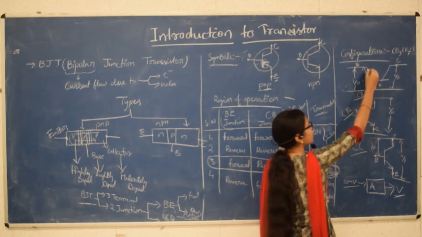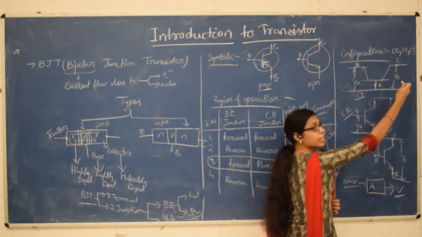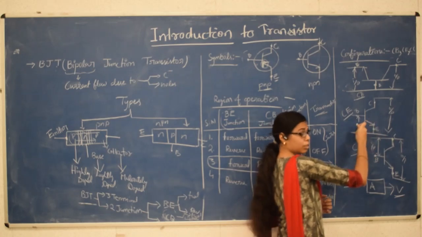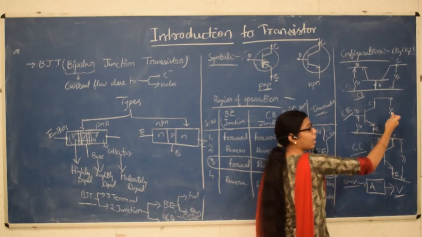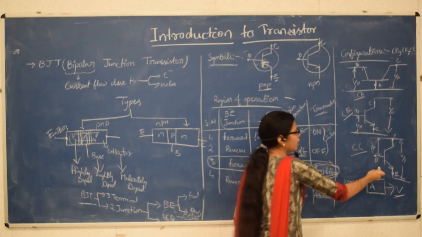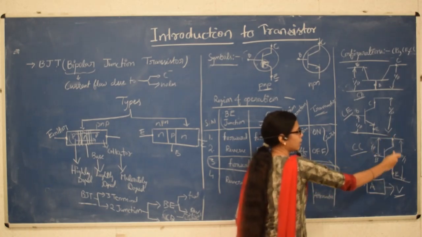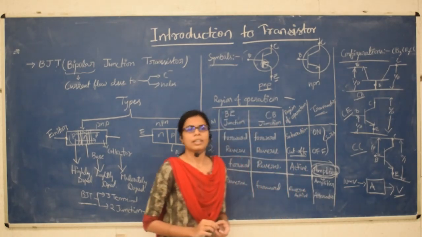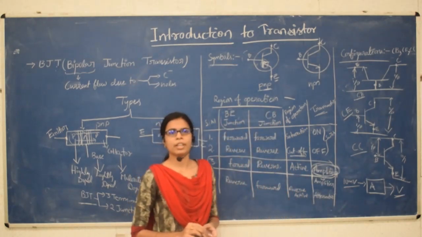See, for common base, input is given at the emitter and output is taken from the collector. In common emitter, we give input at the base and take output at the collector. And in common collector, we give input at the base and take output at the emitter. Okay. This is all about today's class. Hope you have understood. Thank you.